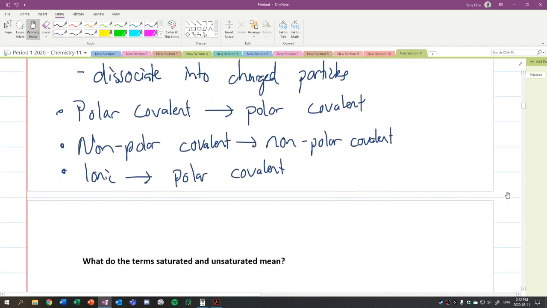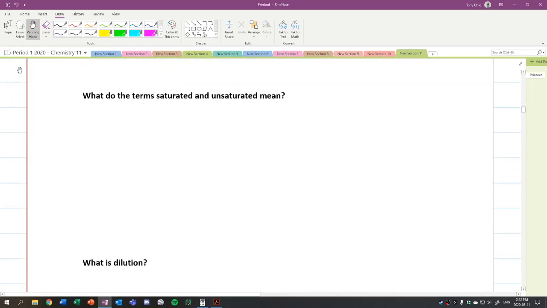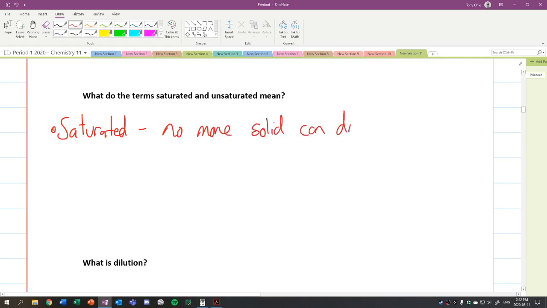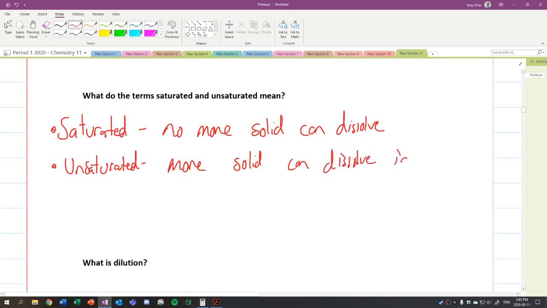Now, what does the term saturated, unsaturated mean? We talk about saturated. Saturated means no more solid can dissolve. And when we talk about unsaturated, it means more solid can dissolve in solution.